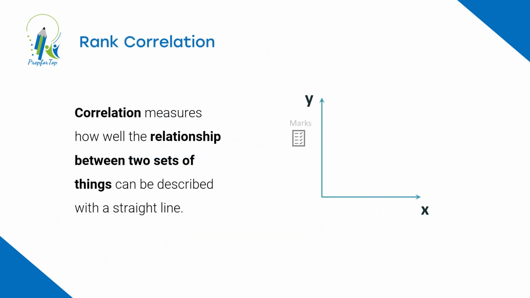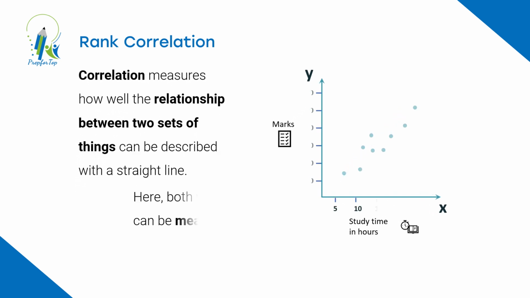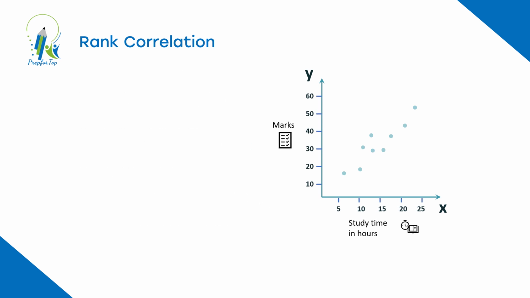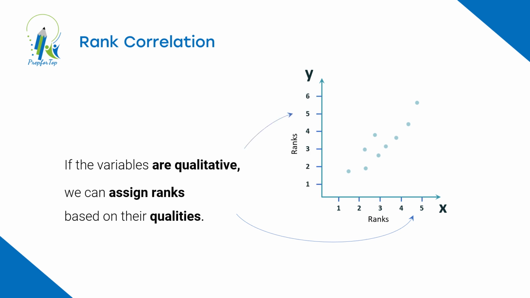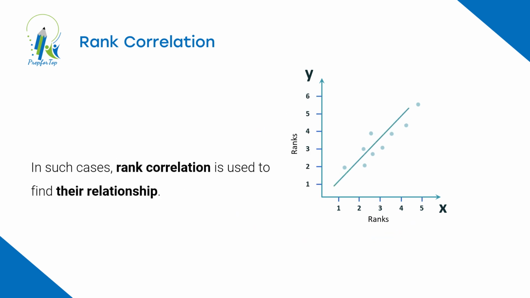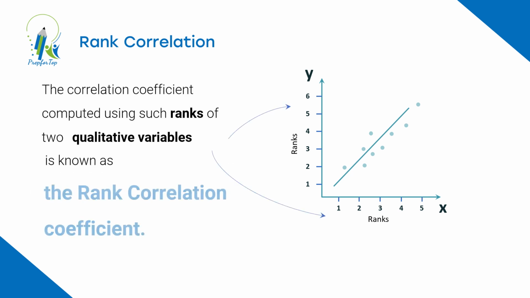Correlation measures how well the relationship between two sets of things can be described with a straight line. Here, both variables can be measured. If the variables are qualitative, we can assign ranks based on their qualities. In such cases, rank correlation is used to find their relationship. The correlation coefficient computed using such ranks of two qualitative variables is known as the rank correlation coefficient.